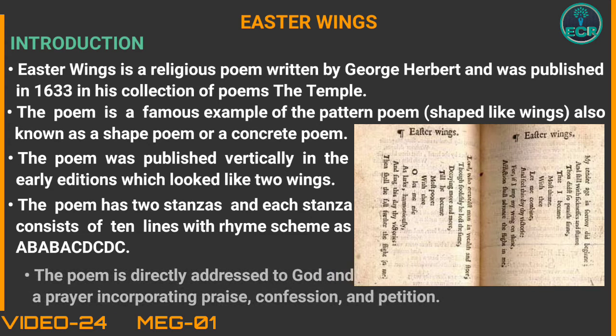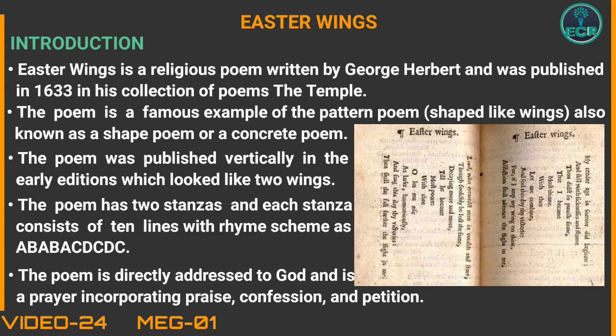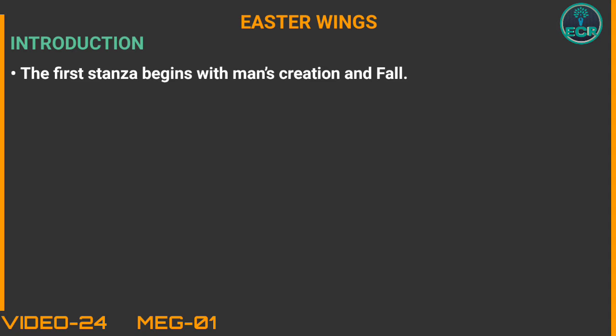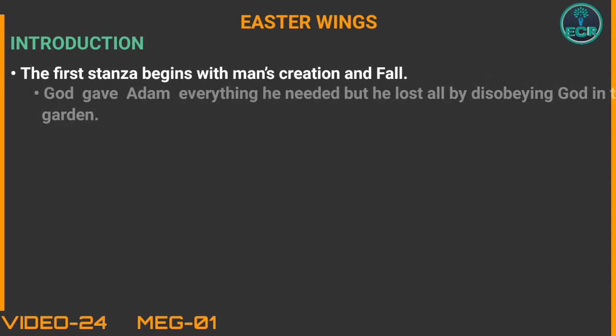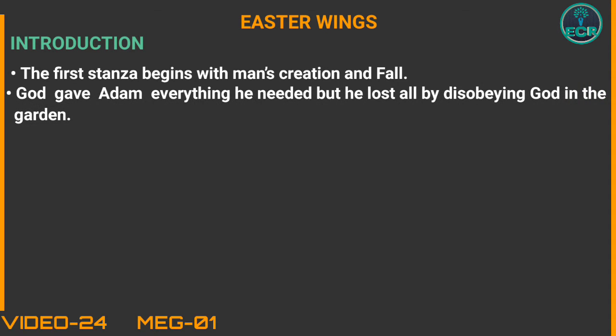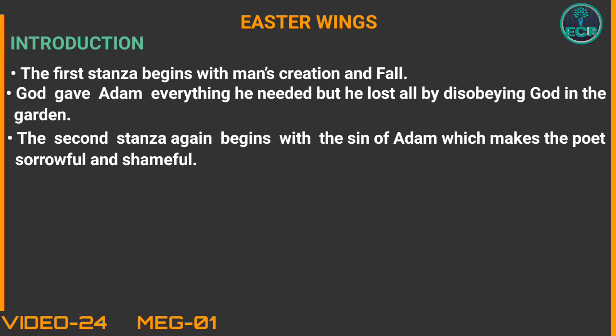The poem is directly addressed to God and is a prayer incorporating praise, confession, and petition. The first stanza begins with man's creation and fall. God gave Adam everything he needed, but he lost all by disobeying God in the garden. The second stanza again begins with the sin of Adam, which makes the poet sorrowful and shameful.